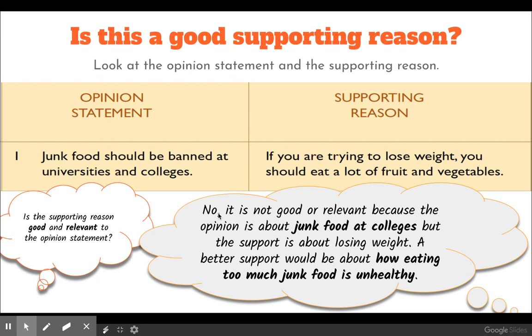Well, no, it is not good or relevant, because here we're talking about junk food should be banned at colleges. But the support over here is talking about trying to lose weight. That isn't relevant to junk food on university and college campuses, right? It's talking more about, if I want to lose weight, what should I do? A better support would be about how eating healthy or how eating too much junk food is unhealthy. All right, so you see what we're doing?